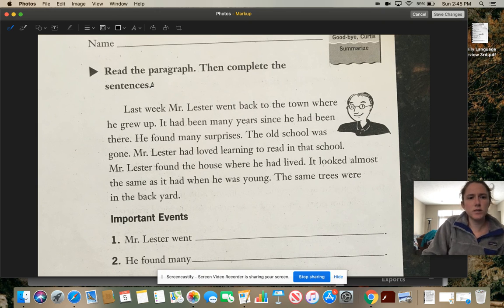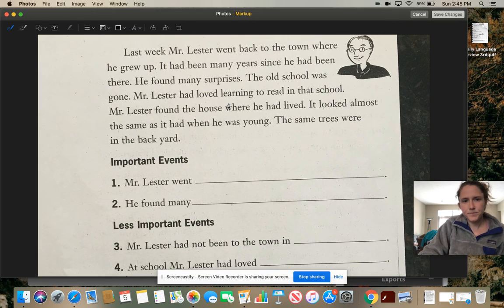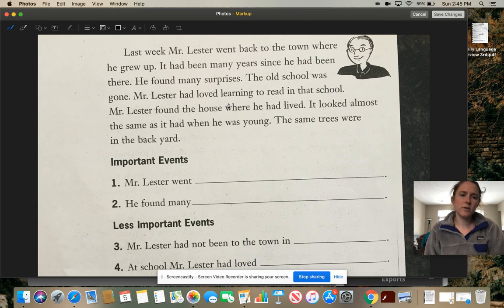So let's read this one together. Read the paragraph, then complete the sentences. Last week, Mr. Lester went back to the town where he grew up. It had been many years since he had been there. He found many surprises. The old school was gone. Mr. Lester had loved learning to read in that school. Mr. Lester found the house where he had lived. It looked almost the same as it had when he was young. The same trees were in the backyard.